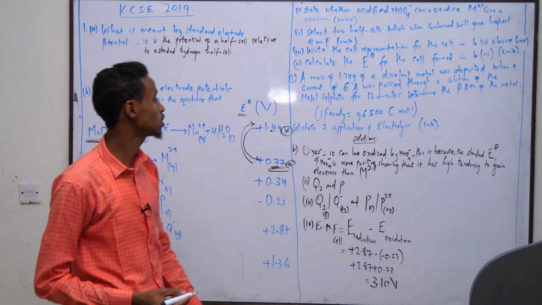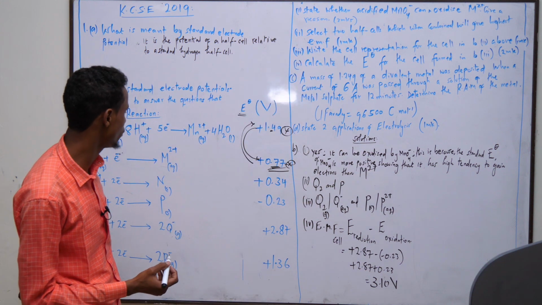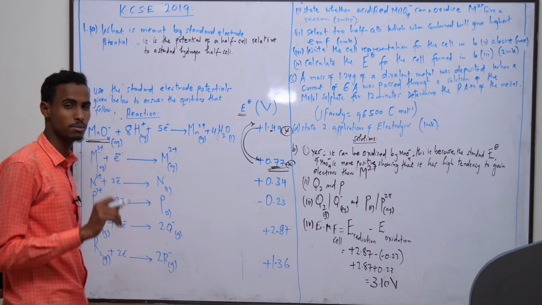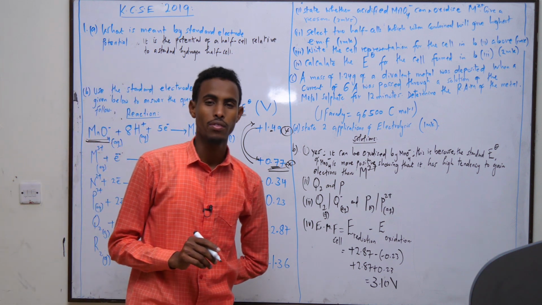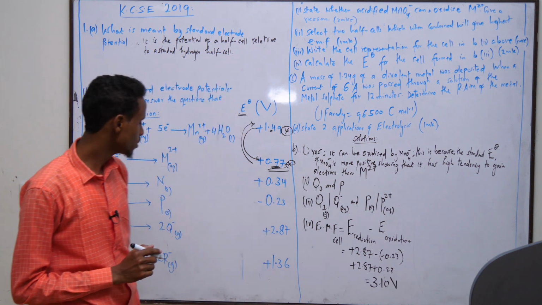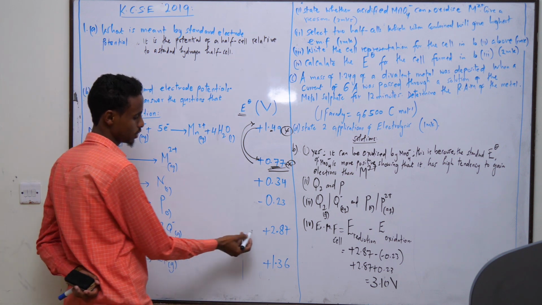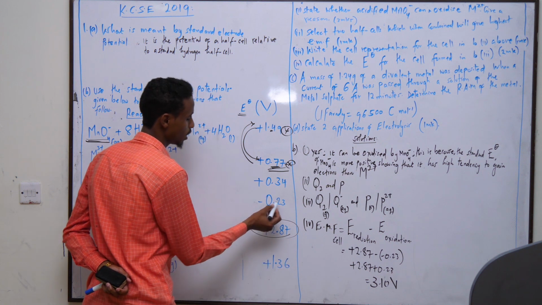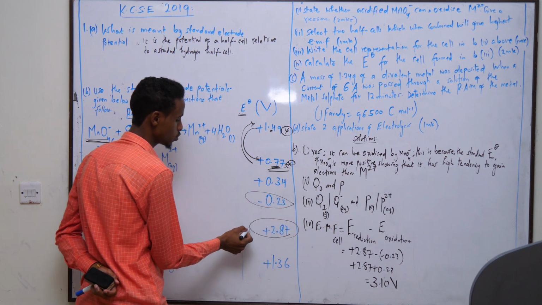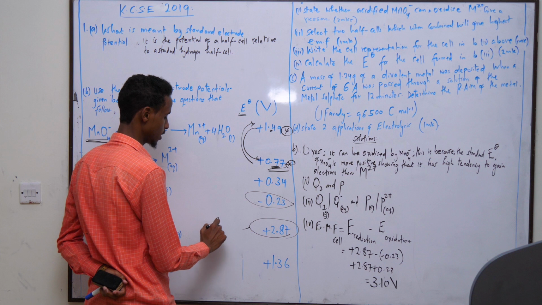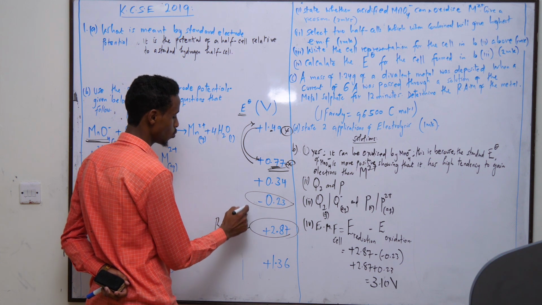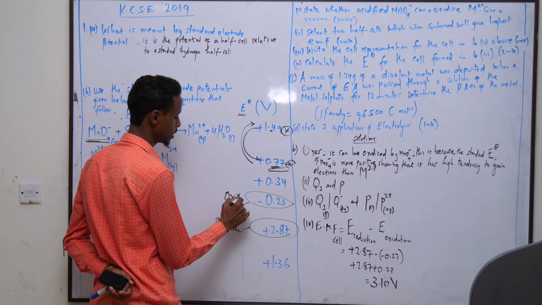Select two half cells which when combined will give the highest EMF. The one that will give you the highest EMF, you check the most negative one and the most positive one. The most positive is this one, while the negative one is this. This one is going to undergo reduction, while this one is going to undergo oxidation.